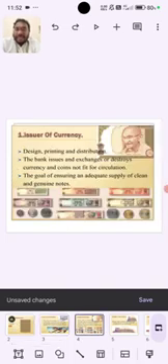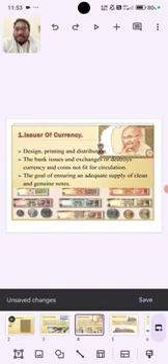The next one, issuer of currency. The currency notes are issued only by the RBI. The RBI decides the design, and the printing and distribution should be made only by the RBI. The currency notes are distributed to the banking sector, the government, and agencies.